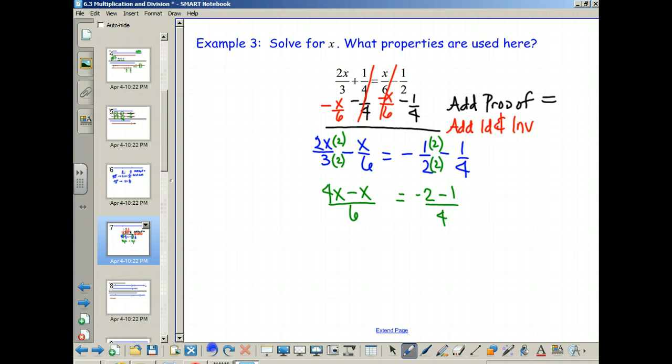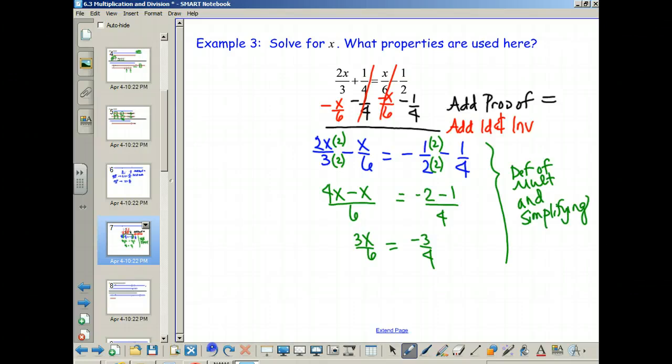So if I simplify this, I get 3x over 6 equals negative 3 over 4. And all of this is from the definition of multiplication and simplifying. All right, so on the left-hand side, I end up having a fraction that reduces. This 3 and this 6 can both be divided by 3. So I have x over 2 equals negative 3/4.